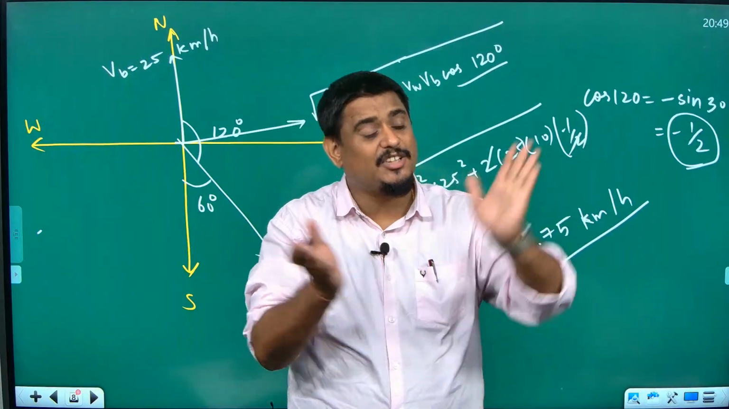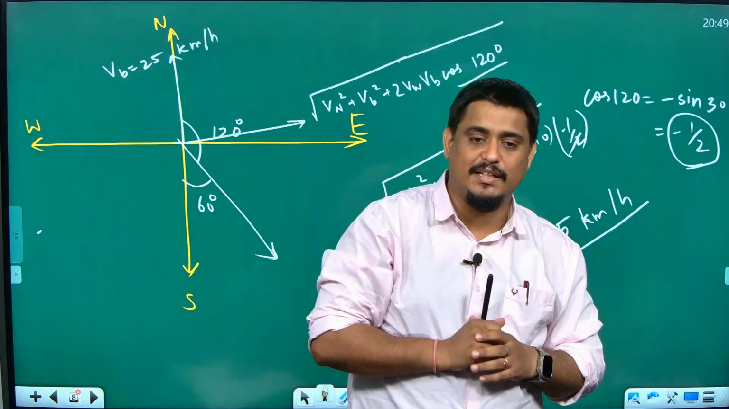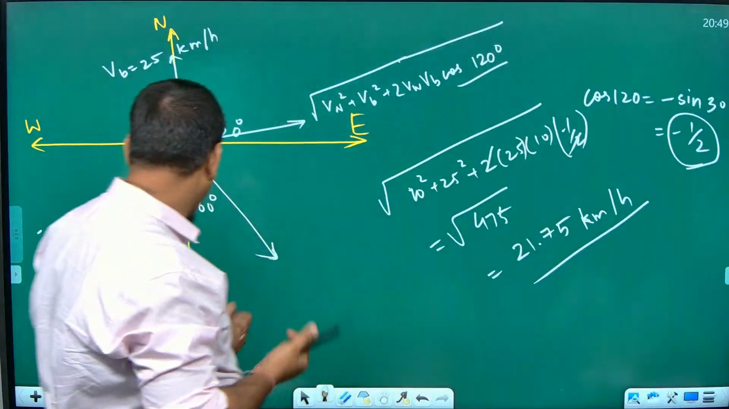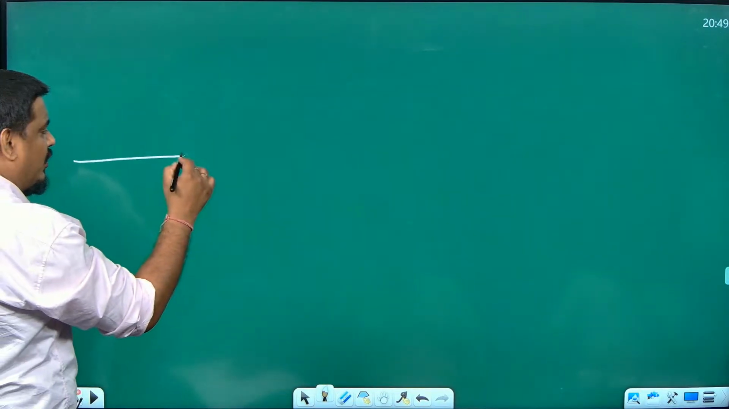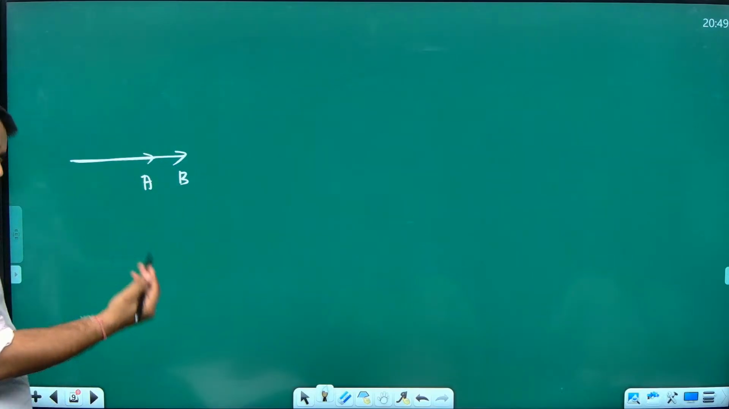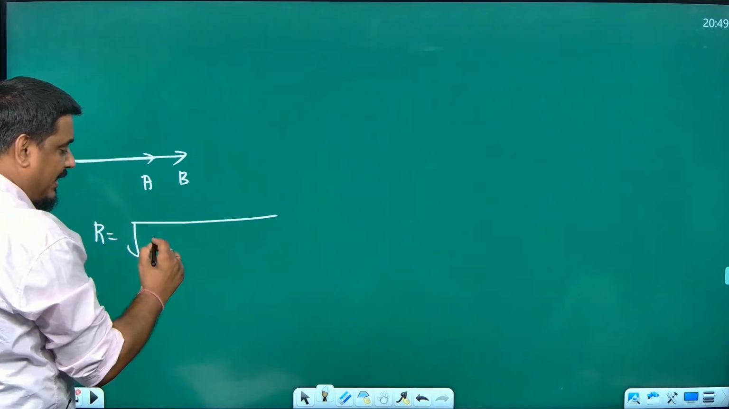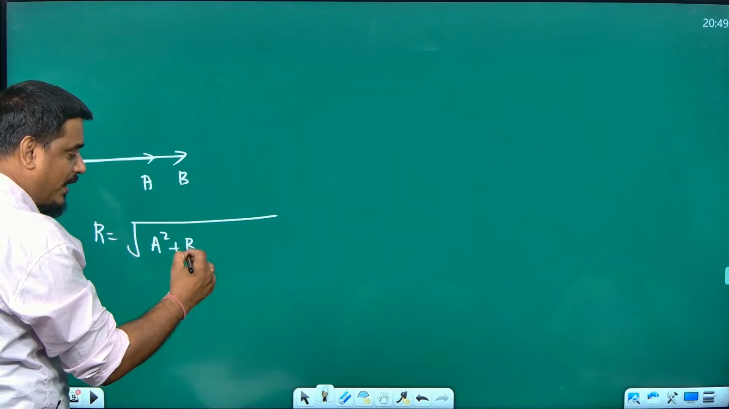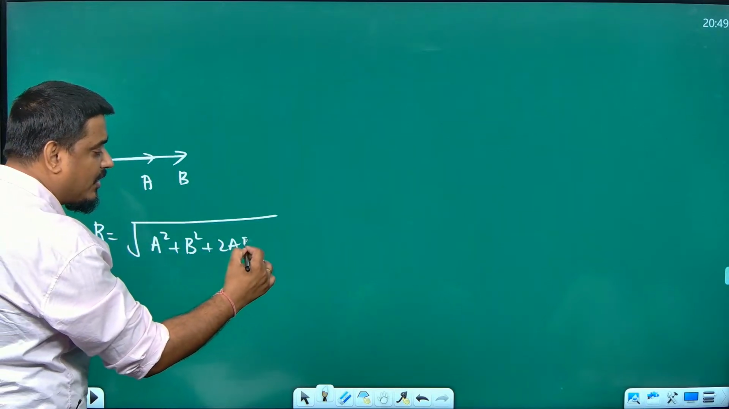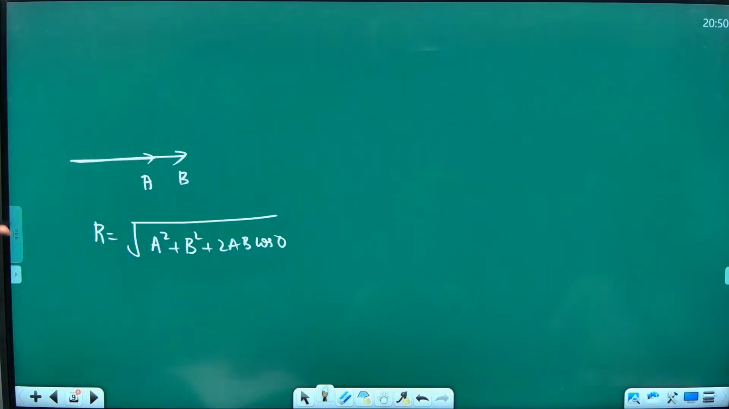But if they are in some other direction, we have to use a square plus b square plus 2ab cos theta. If you are wondering how I am adding or subtracting when they act in the same direction, don't think I am violating the laws. I have told this in the bridge course itself. R will become root over a square plus b square plus 2ab cos 0 in the case of the same direction. Two vector quantities in the same direction. What is cos 0? 1.